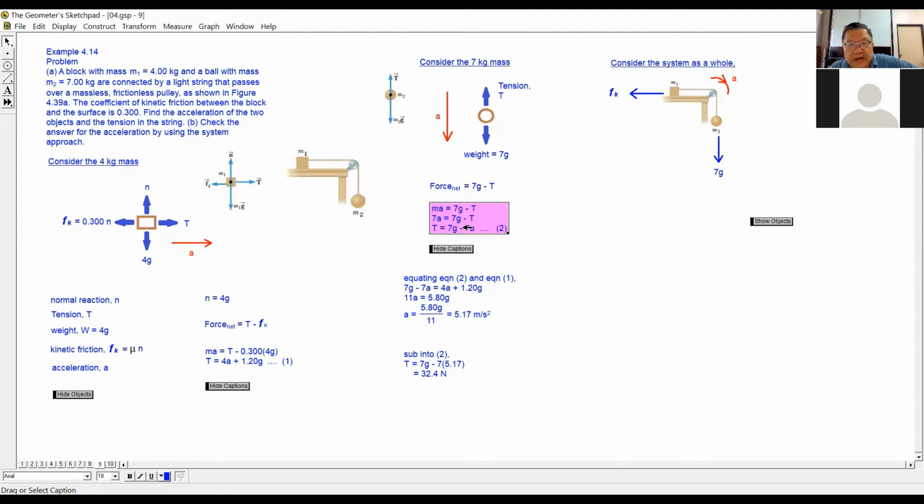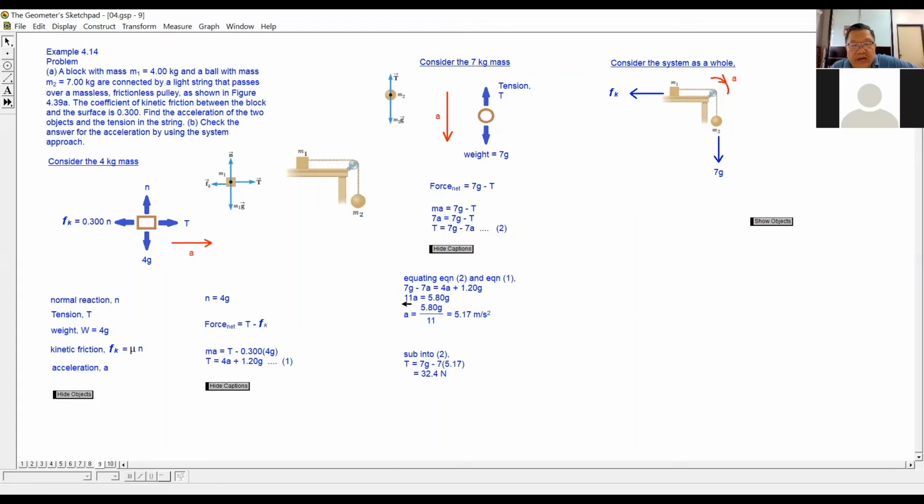So by solving the second equation with the first equation simultaneously, we can find the value of a and T. Now, how to solve these two equations simultaneously? We're going to equate them. Since this equals T, and this one also equals T, we equate the two of them. So 7g minus 7a is 4a plus 1.2g. So we say that 11a equals 5.8g.